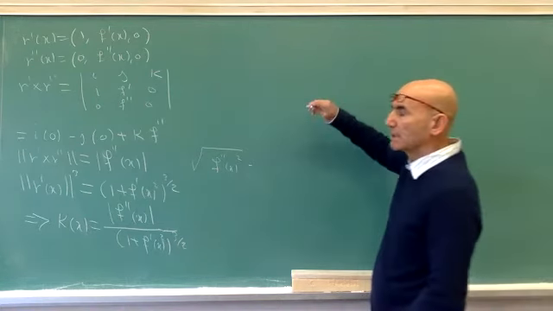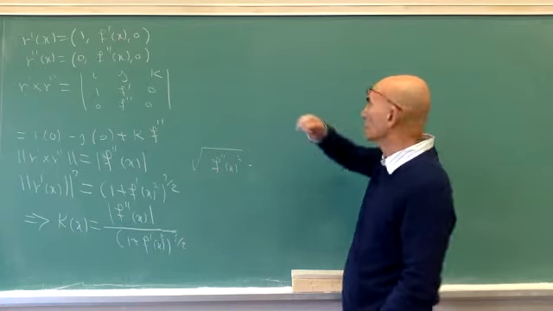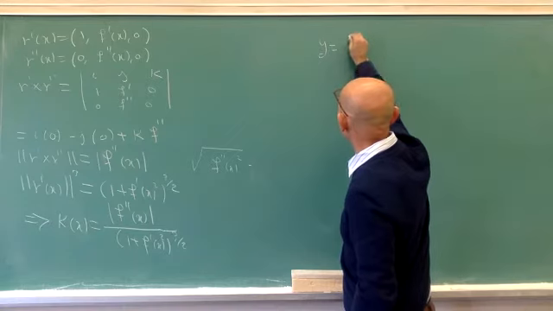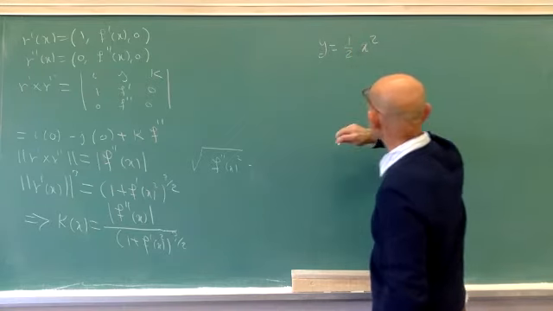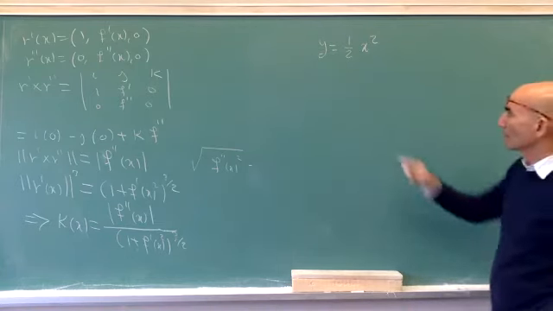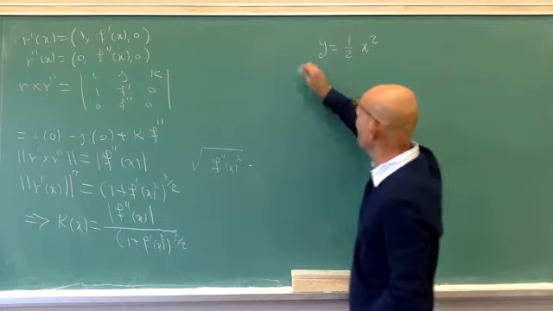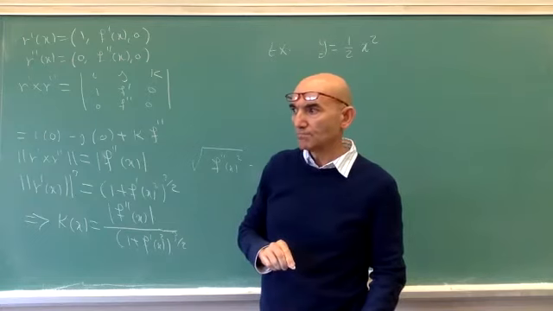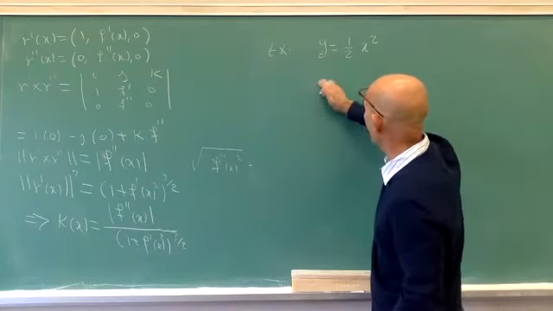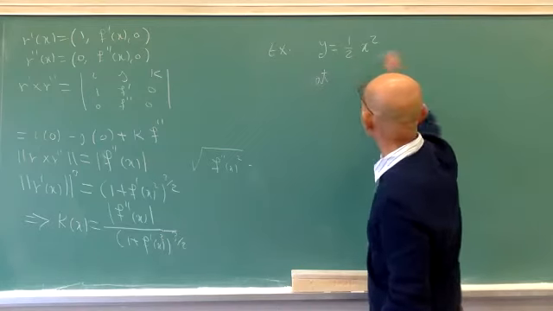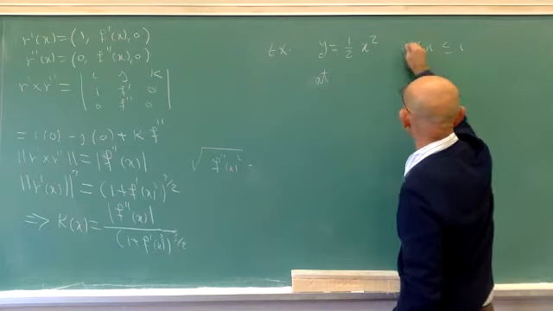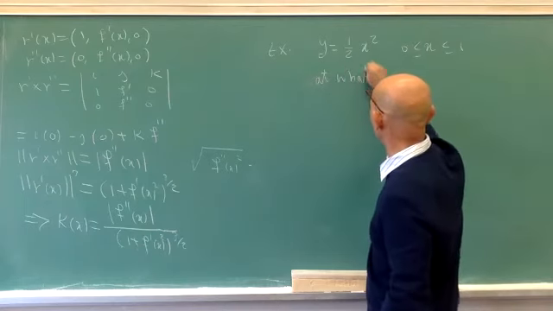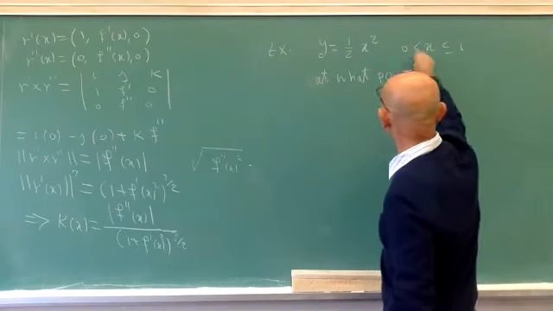Okay, so let's look at this example then. y equal to, say, half of x squared. So example: x is between, say, 0 and 1. So the question is at what point its curvature is maximum.